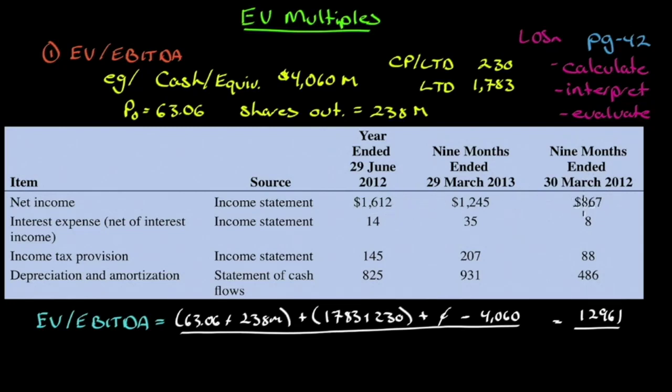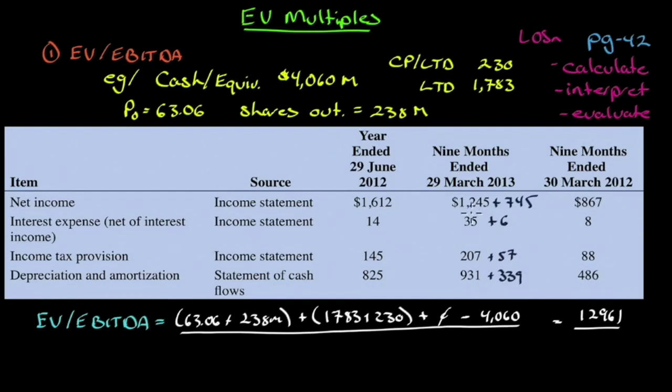So 1612 minus 867 gives me 745. I have to add that to the 9 months that I have. So let's add that, 745. 1245 plus 745. What about my interest expense? I had 14 at the year end, 8 at the 9 month mark, so I must have added another 6 in that quarter. I can add 6. 145 minus 88 leaves 57, and 825 minus 486 leaves 339. So there we go. So now I'm in a position to figure out my EBITDA.